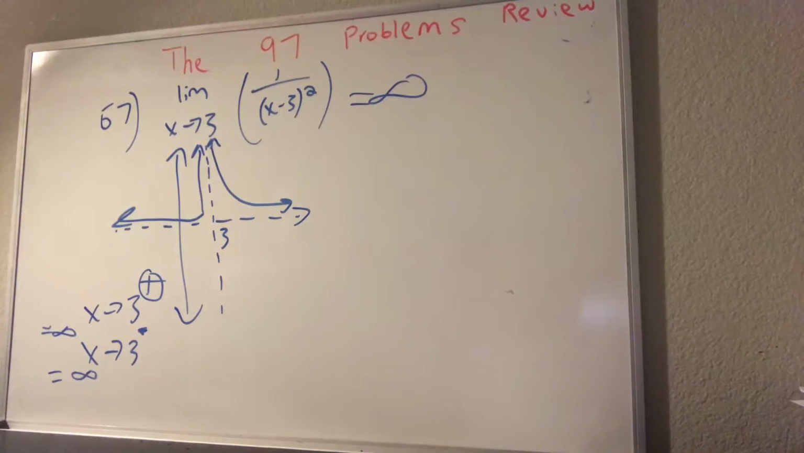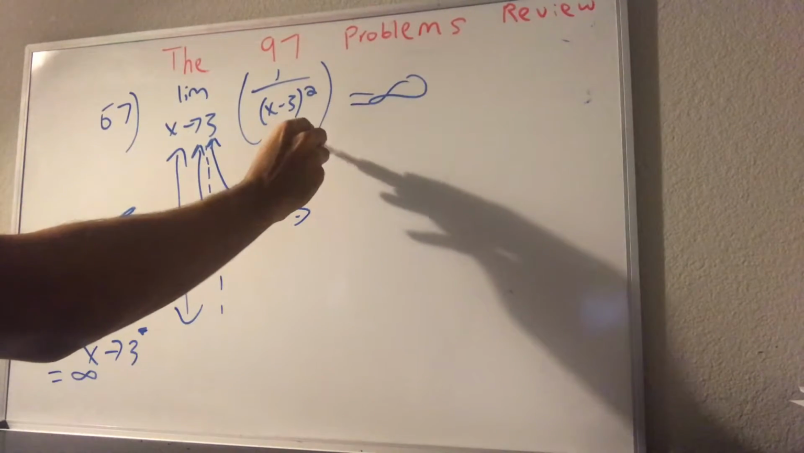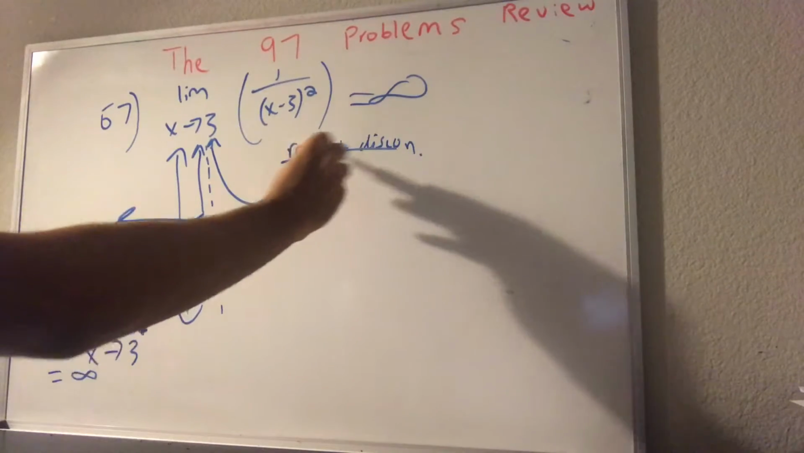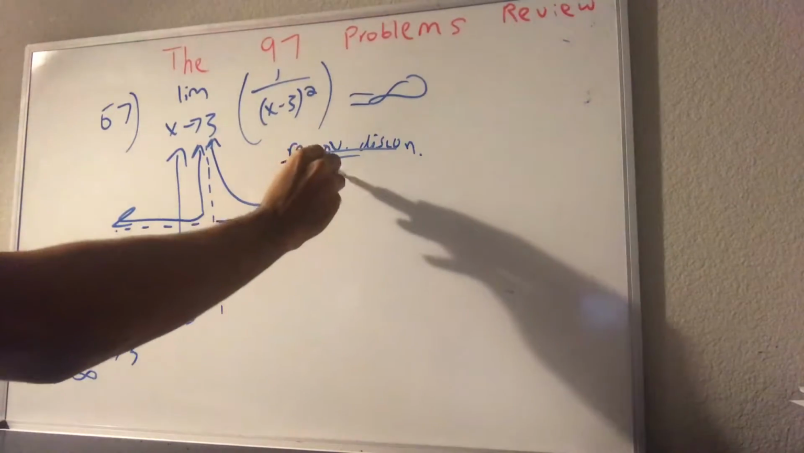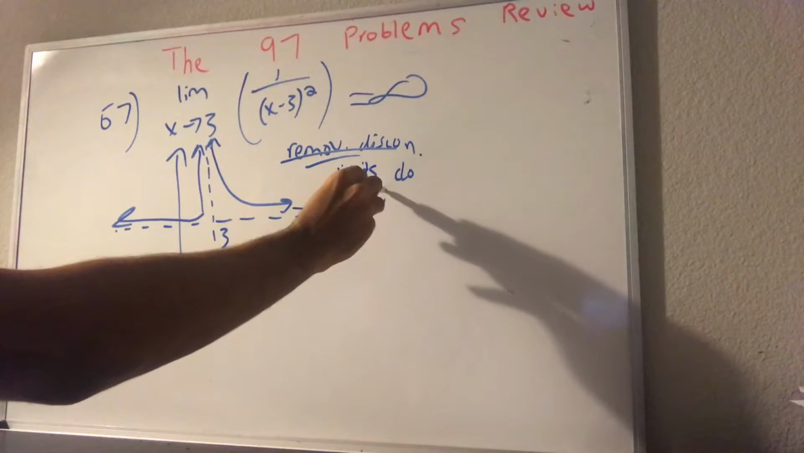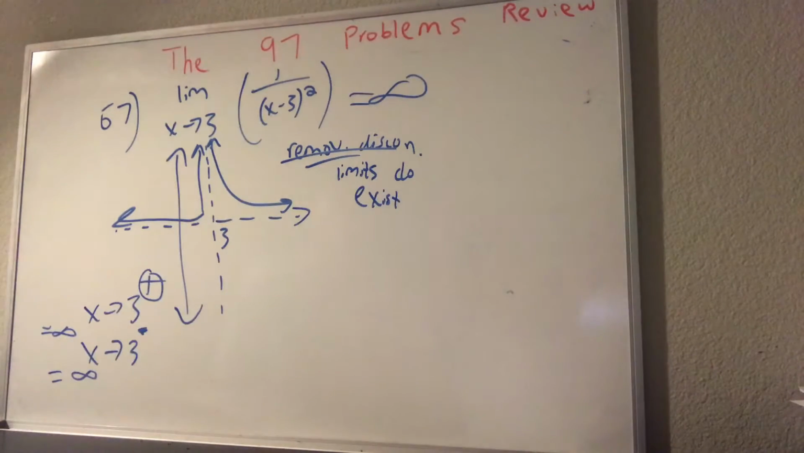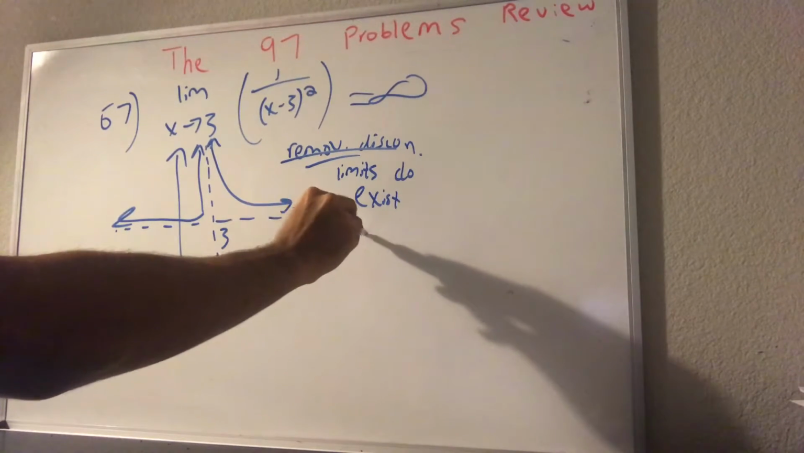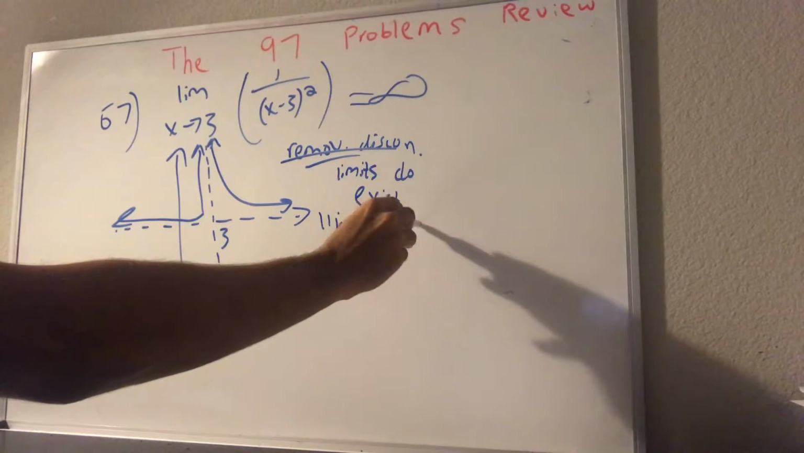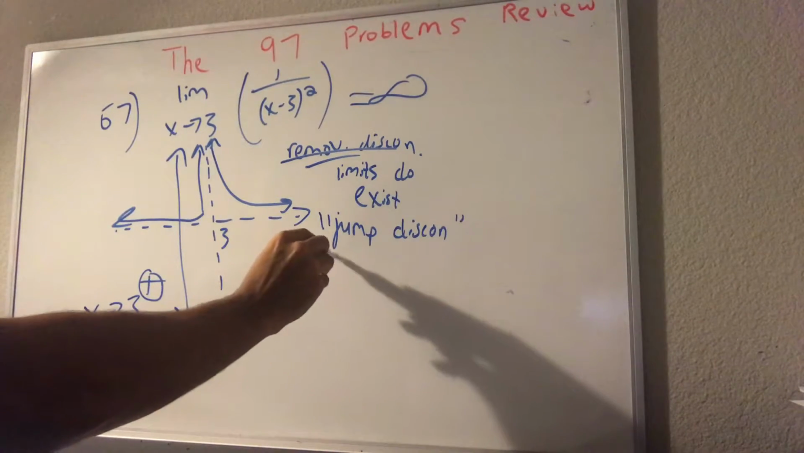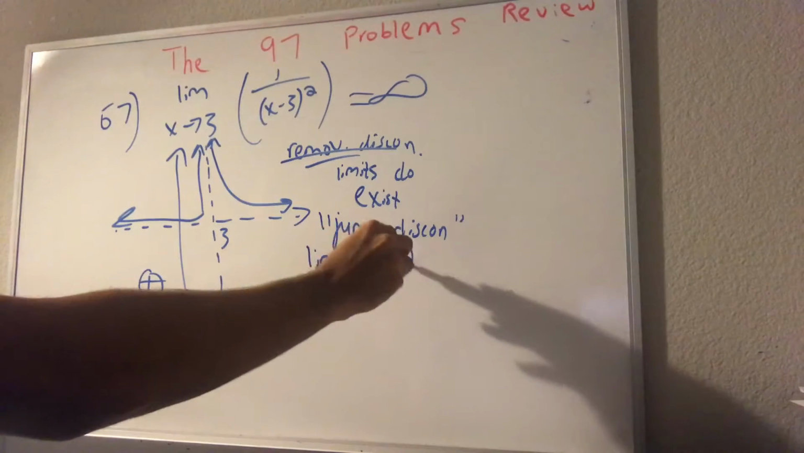Now this brings an interesting concept, because we know that whenever a removable discontinuity is present, the limits do exist. The limits do exist. You have this concept of approaching the hole that is formed. Now when you have a jump discontinuity, then your limits do not exist. So they do not exist.